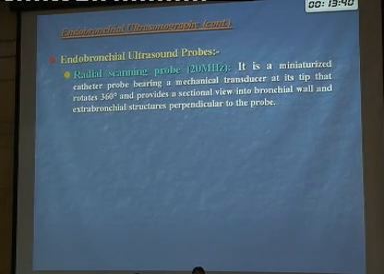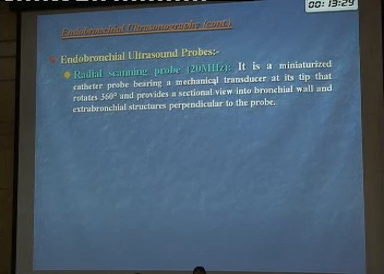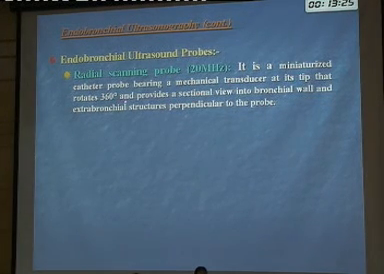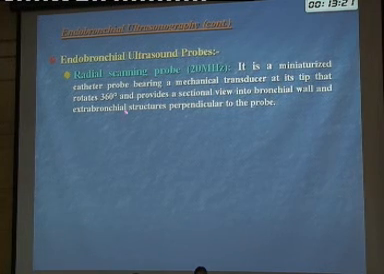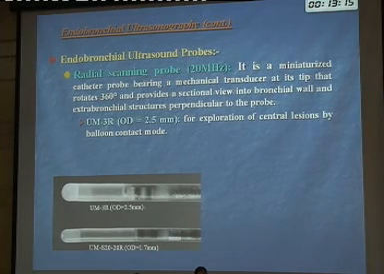There are two types of endobronchial ultrasound probe. The first one, the radial scanning probe. Its frequency is 20 megahertz. It is a miniaturized catheter probe bearing a mechanical transducer at its tip that rotates 360 degrees and provides a sectional view into the bronchial wall and extrabronchial structures perpendicular to the probe. This is a radial scanning probe.